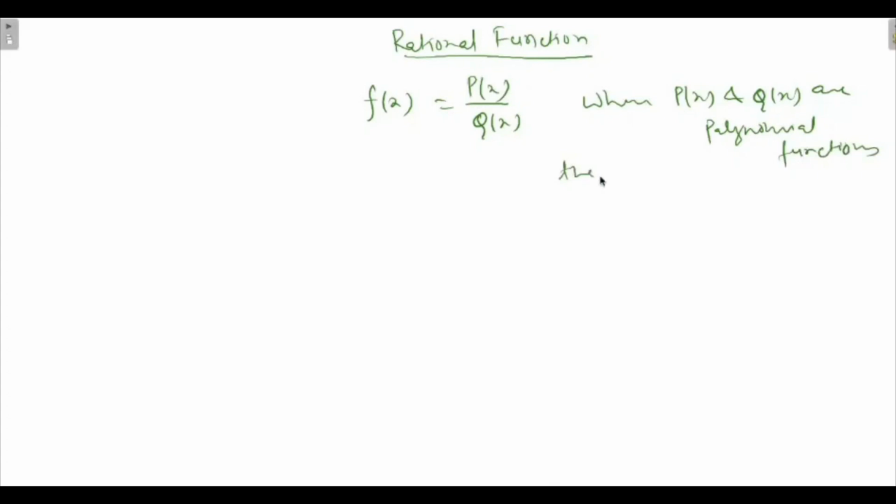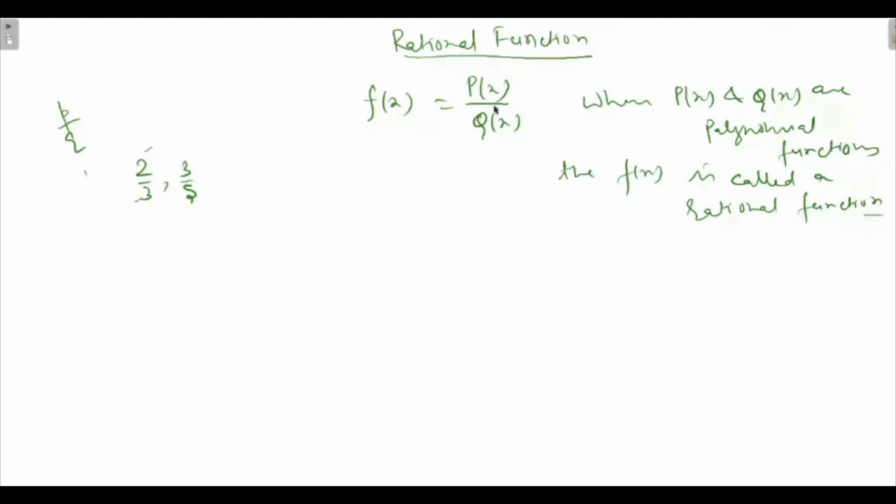Then f(x) is called a rational function. It's the same way as when you have numbers like 2 by 3, 3 by 5. These are all rational numbers, wherein 2 and 3 are integers, though they need not be integers; they could be rational numbers themselves. But yes, 2 and 3 are some real numbers. Then you have this as a rational number. If any number is in this form p by q, then these numbers are rational numbers.